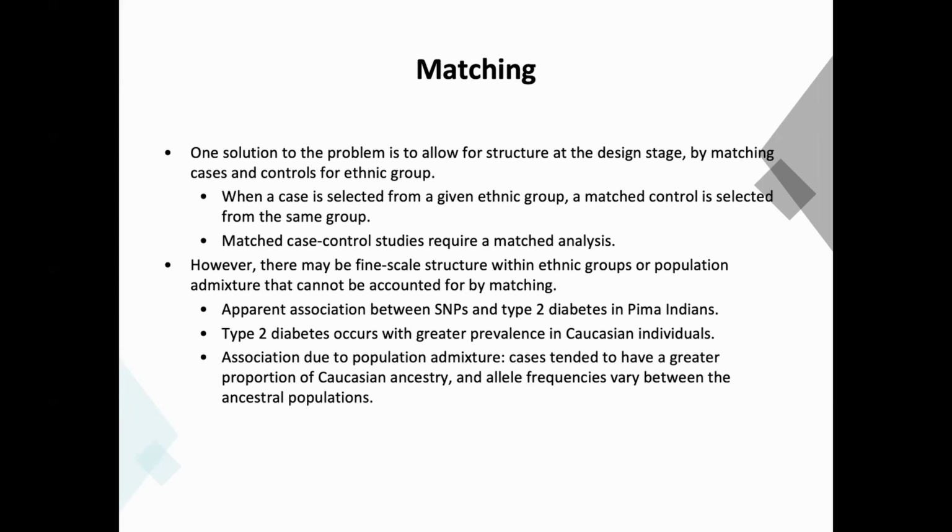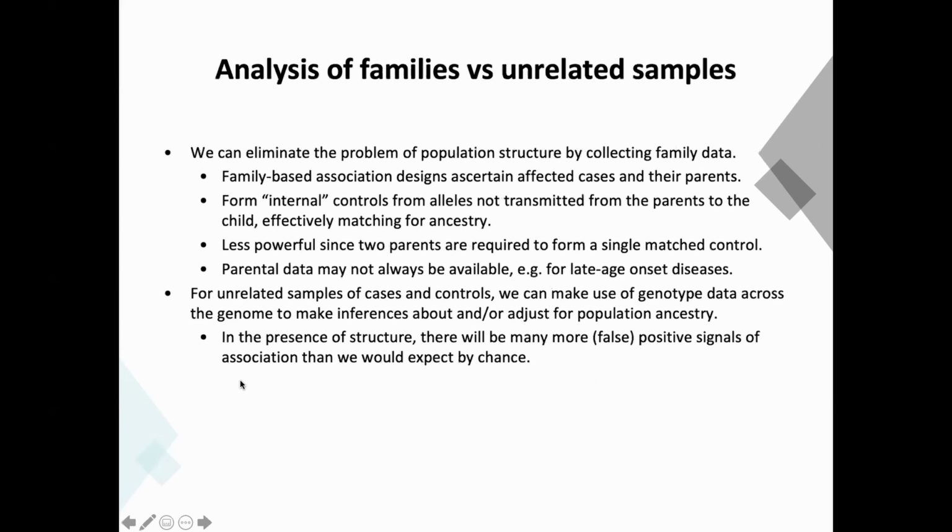One example would be type 2 diabetes association analysis in Pima Indians. Each individual has a different proportion of European ancestry. As Europeans have higher risk of type 2 diabetes compared to Native Americans, cases tend to be individuals with a larger proportion of European ancestry, and therefore the variants with higher frequency in Europeans all seem to be linked with type 2 diabetes. Another way to avoid this problem would be running analysis using family data.